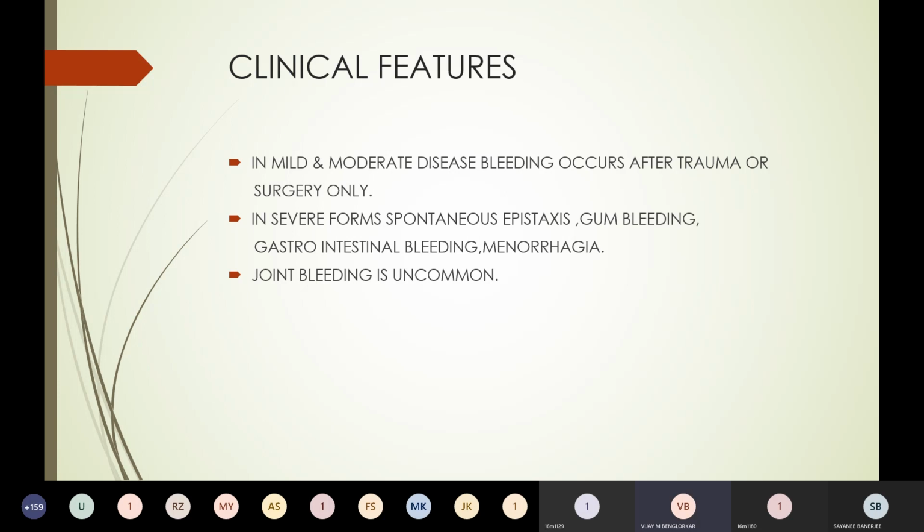This is different from hemophilia, where in hemophilia, joints were commonly involved. In VWF, other than the joint, bleeding occurs mainly in the oral cavity, GIT, or genitourinary system.